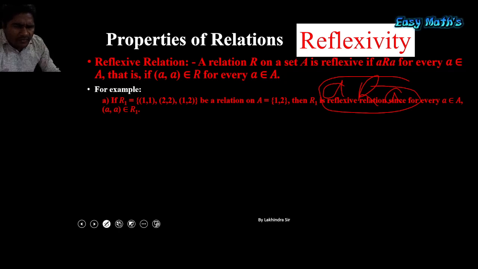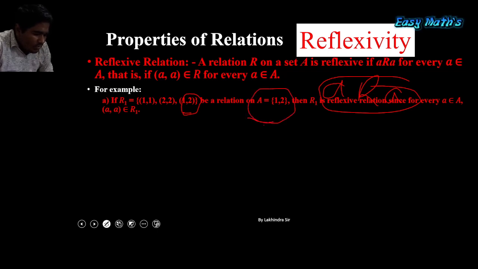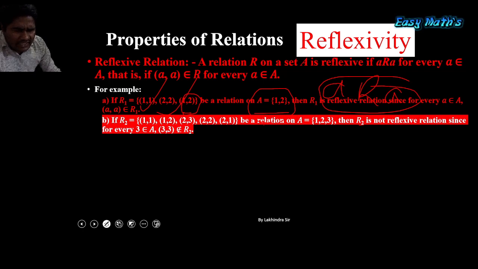Next we have some examples. In this example, we have (1, 1), (2, 2), and we have an extra element (1, 2). For this (1, 2), we can say it is not a reflexive element. Here A equals {1, 2}, and 1 has the same relation, 2 has the same relation, (1, 1) and (2, 2). So this is said to be a reflexive relation. Next, here is another example which is not reflexive, because in this A is {1, 2, 3}, but in this relation there is no (3, 3). That's why this is not a reflexive relation.